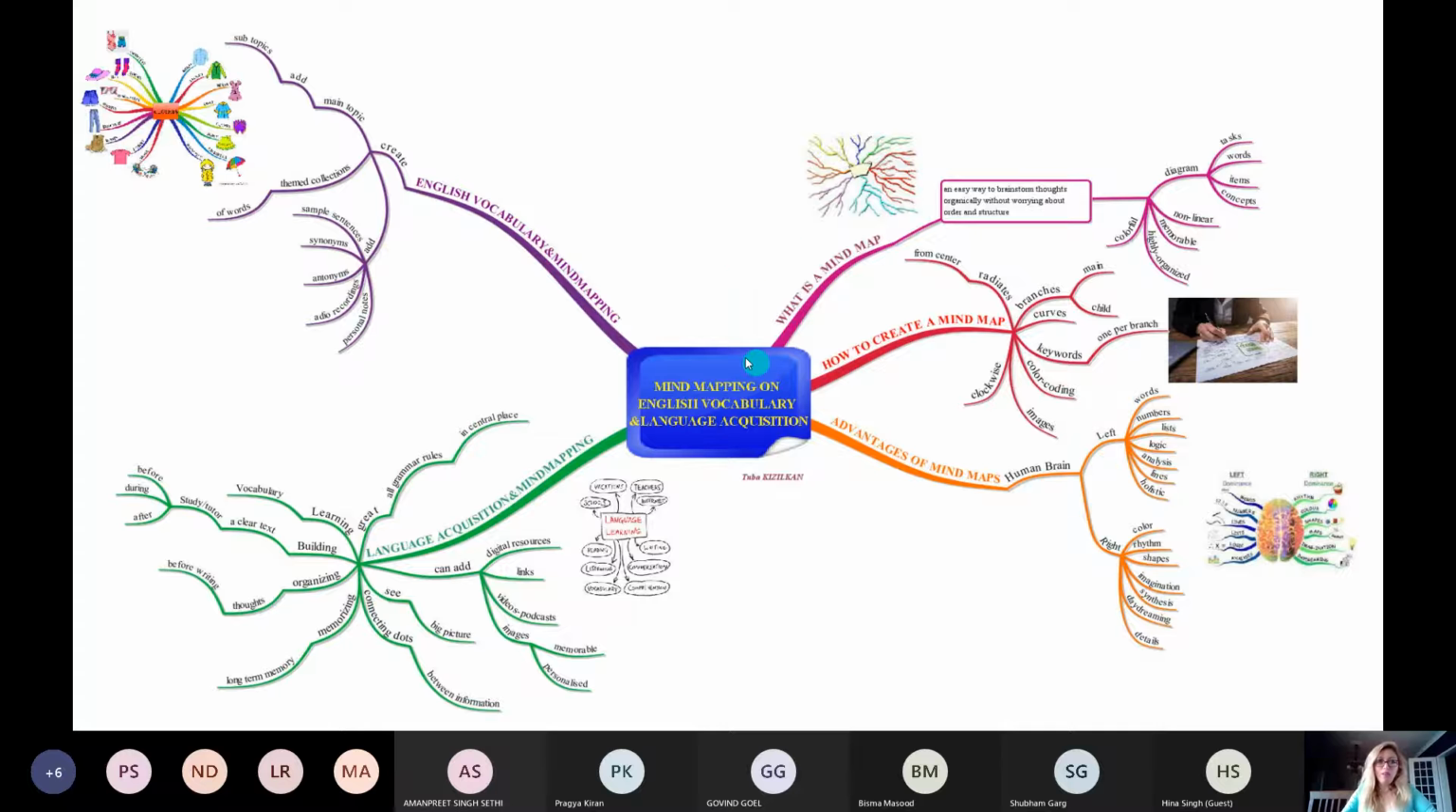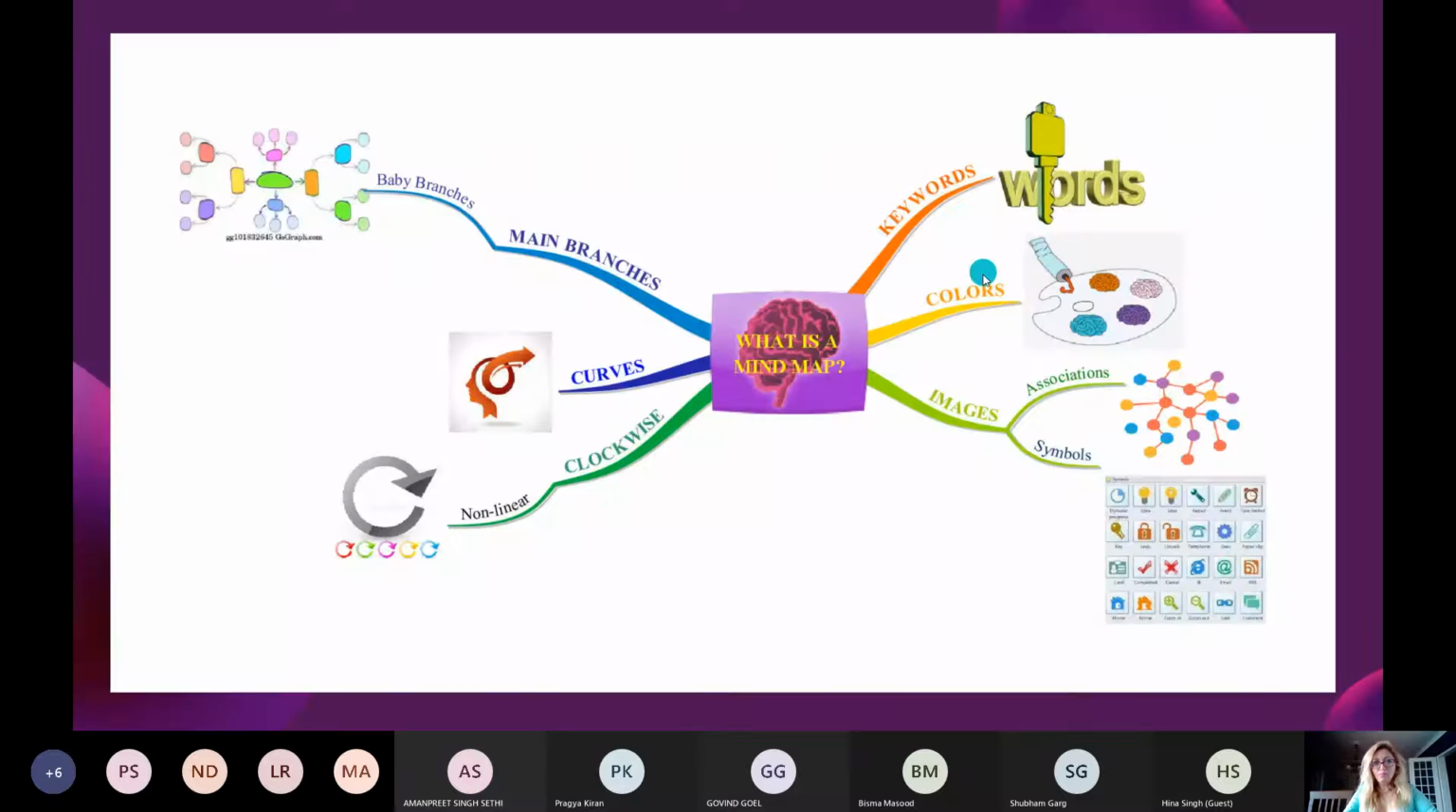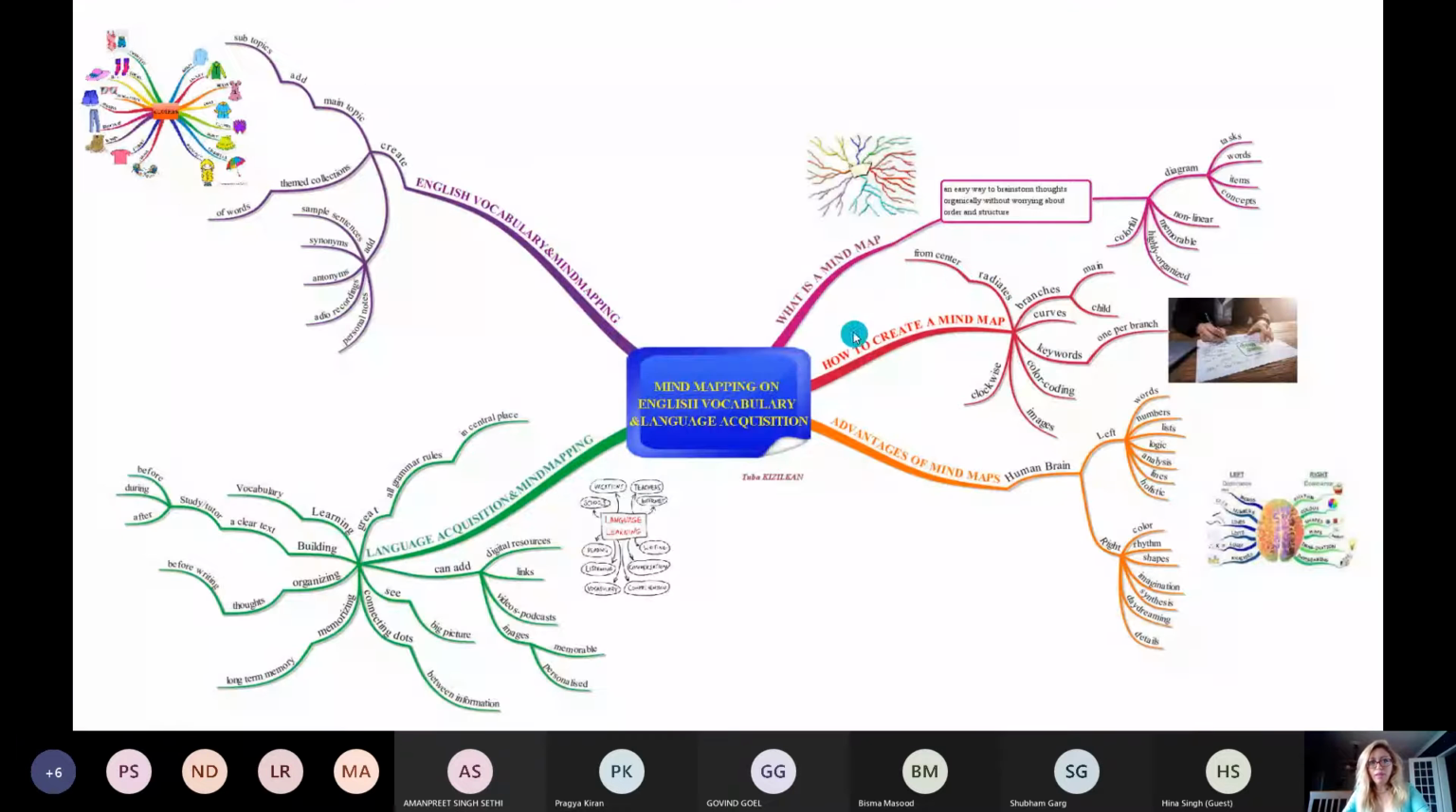So in this webinar, I have made a mind map about this webinar, what to present here. So I will be talking about what a mind map is and how to create one. And as I told you, the advantages of mind maps and their relation with language acquisition and vocabulary. Let me start here. So what is a mind map?